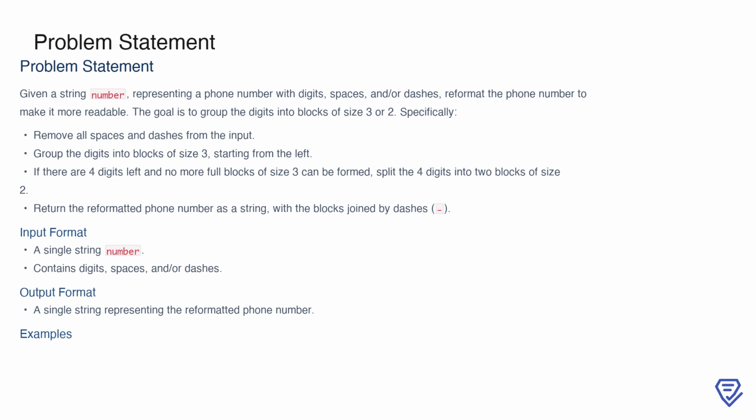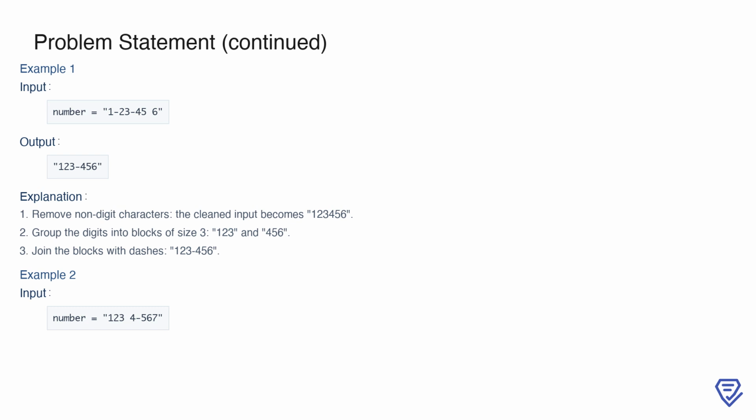The input will always consist of digits along with optional spaces or dashes, and the output is expected to be a neatly formatted string. Let's look at an example to clarify. If the input is number equals "123 45-6", we first remove all non-digit characters, leaving us with the cleaned input 123456. Next, we group the digits into blocks of size 3. In this case, we can form 2 blocks, 123 and 456. Finally, we join these blocks with dashes, resulting in the output 123-456. This demonstrates how we process the input step by step to produce the desired format.